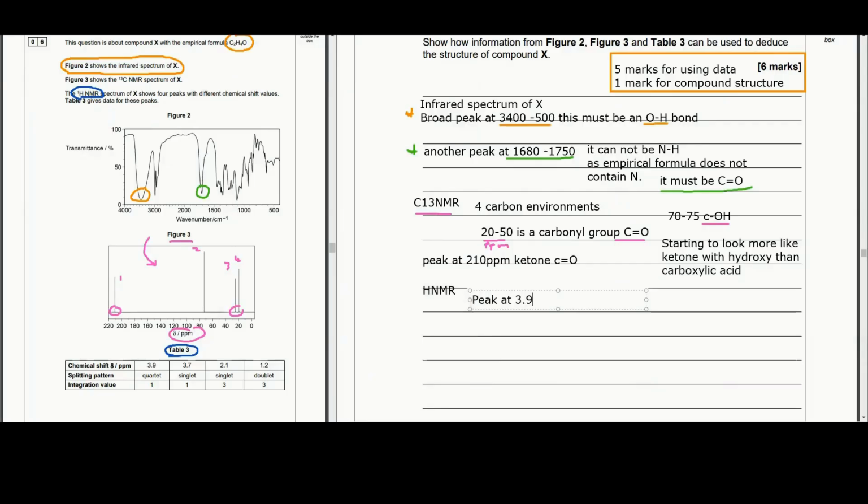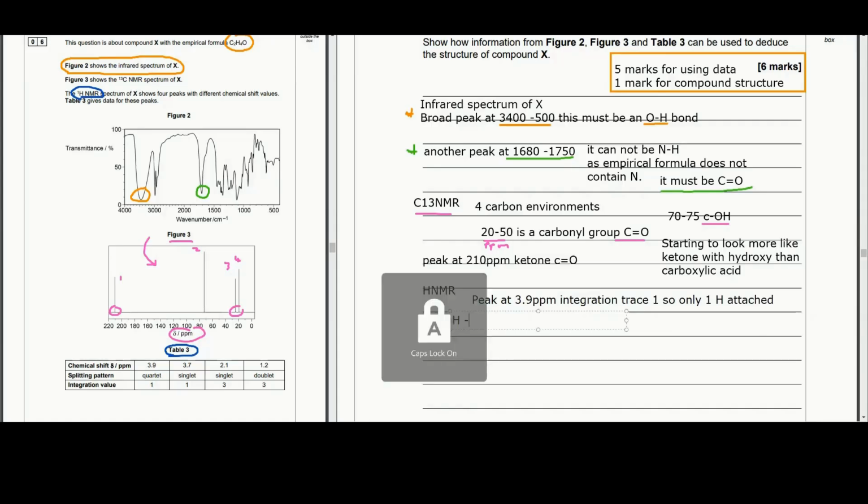So now when we look at the HNMR spectrum, which we've got a little table at the bottom, we'll find there's a peak at 3.99 chemical shift. We'll find that it has an integration trace of 1, meaning there's only one hydrogen in this environment. So you need to write that down, and that will get you a mark. And you also need to say that it's a quartet. And what does the quartet tell us? It tells us that the adjacent carbon has a CH3 group.